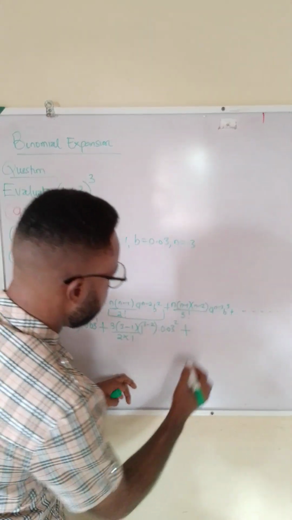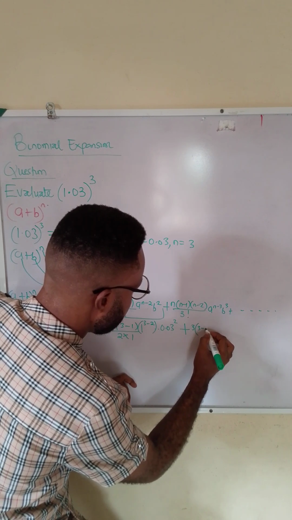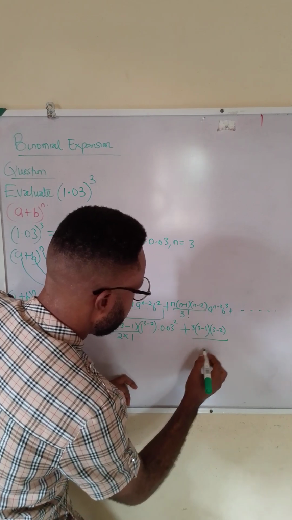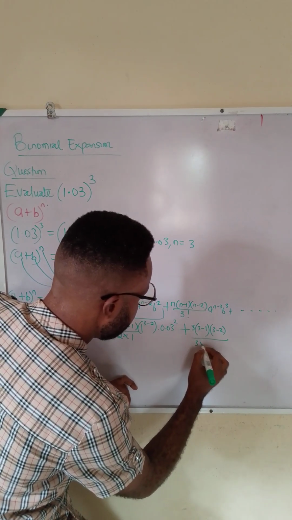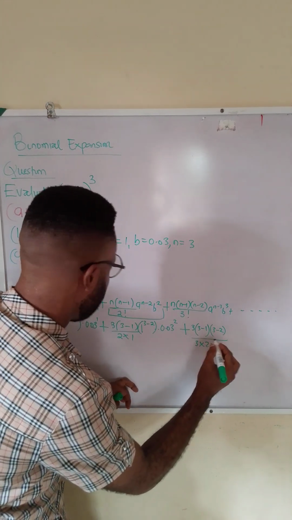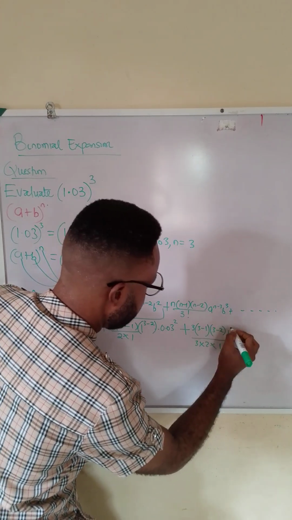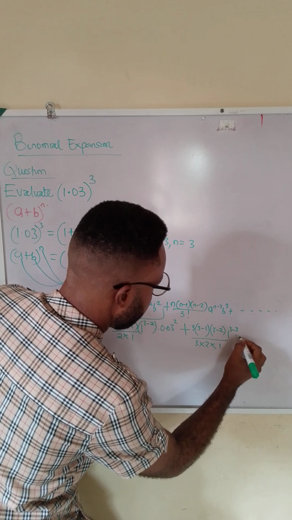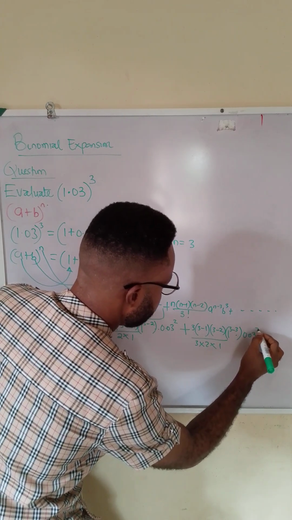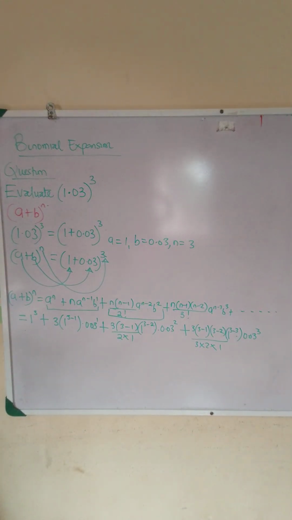So the next one is n, which is 3, into n is still 3 minus 1, another 3 minus 2, all over 3 factorial, which is the same thing as saying 3 times 2 times 1, and our a is 1 raised to the power of n is 3 minus 3, and our b, we can put this in brackets, and our b is 0.03 all raised to the power of 3. And so far so good.